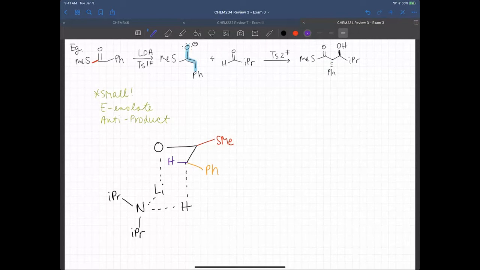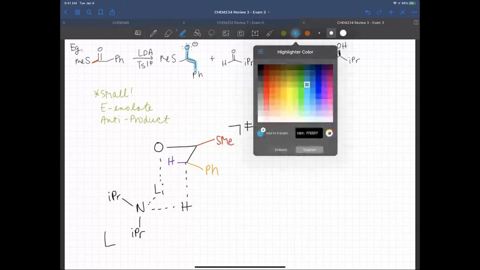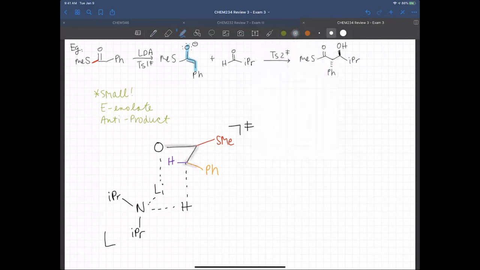Now, double check your work. You have a small group here, and you have this. So the interaction is not that bad, right? So that's why we can generate the E-alkene. So make sure you have that here. Okay, I'm gonna highlight this for you in gray, so you know that we are working with an E-alkene.